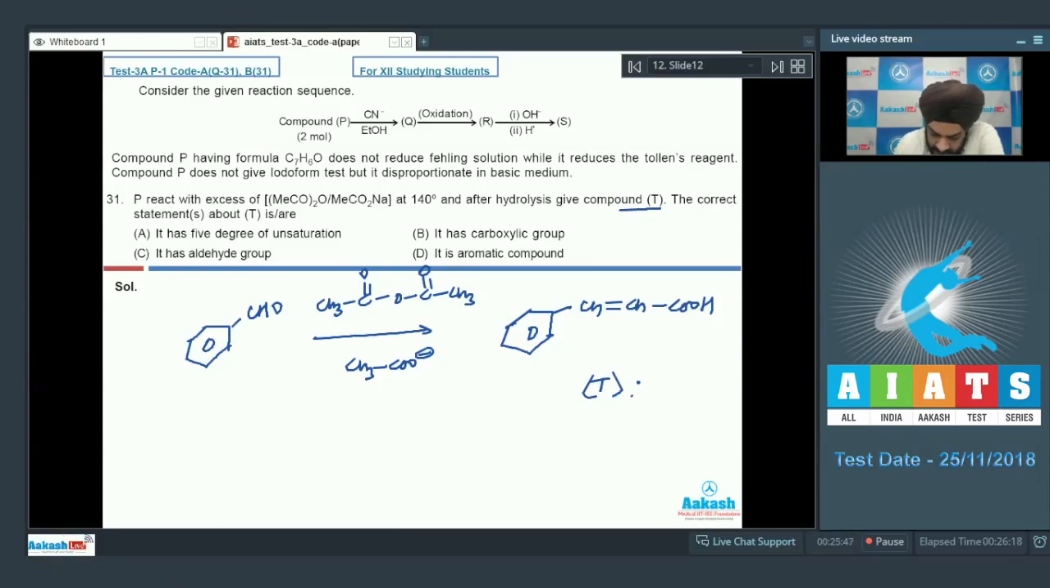Now, if you look at the options, we have to mark the correct statements. It has 5 degrees of unsaturation. The DU of this compound is equal to 6: 4 in the benzene ring, 1 for the double bond and 1 for the double bond C=O. So this statement is incorrect. It has a carboxylic group, this statement is correct. It has an aldehyde group, this statement is incorrect. It has an acid group. It is an aromatic compound, this statement is also correct. So students, since we have to mark correct statements for this question, we have to mark option B and option D as the correct answer to our question. Moving on ahead to the next question.